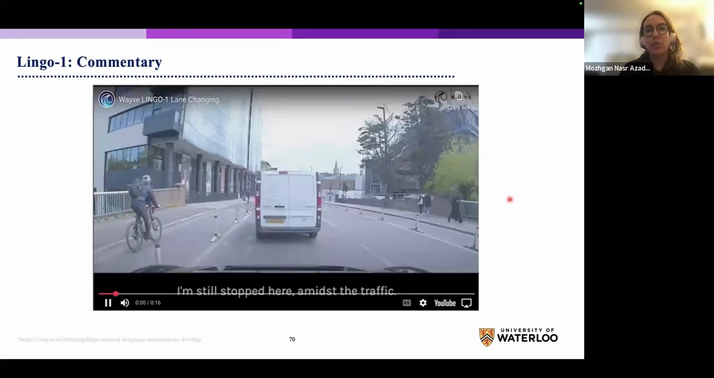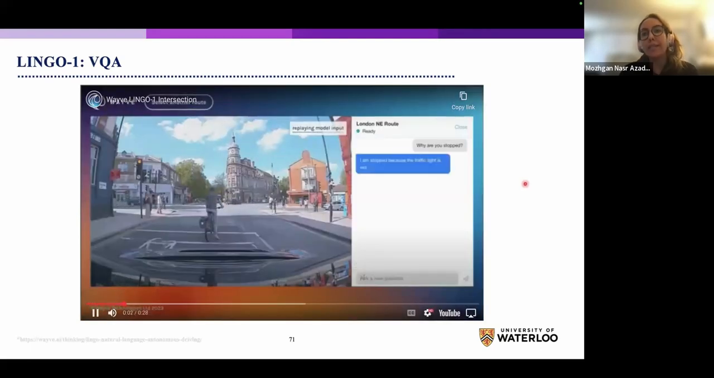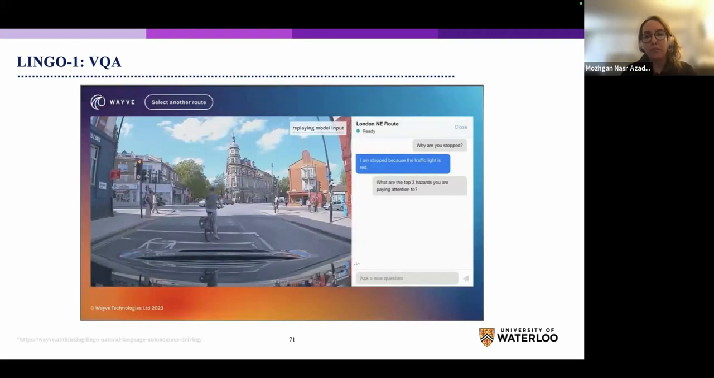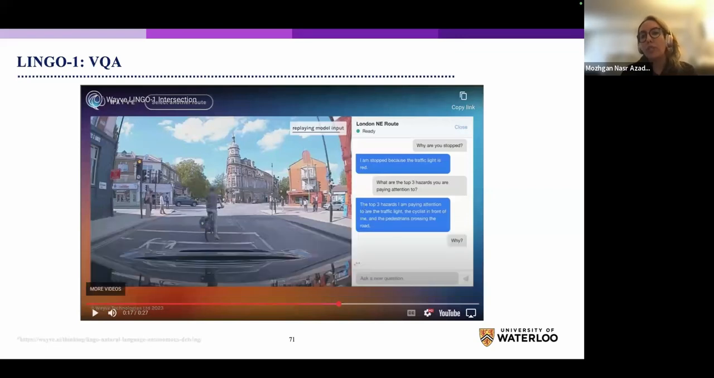Let's see the next. Oh, okay, it's the repeated one. Now here we can see that as the vehicle is driving, we can also interact or communicate with the self-automated car and ask questions based on the current driving scene while it is driving. Here we are asking, for example, why are you stopped? And it says because the traffic light is red. Then we are asking, what are the 3 items or hazards that you have to pay attention to? If I pause here, you see that it says I should pay attention to the traffic light, the cyclist in front of me, and the pedestrians crossing the road. So this is another example of what this Lingo QA can do in the real world. And these are real driving scenarios in the UK.